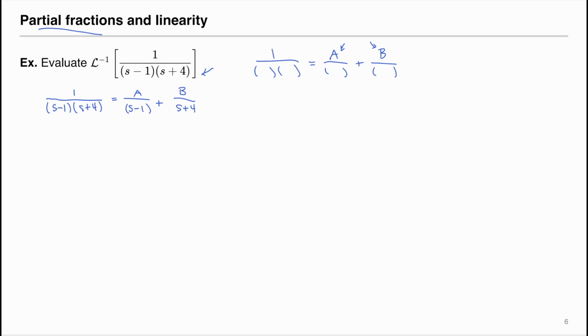Then we want to multiply by 1 for each term. Multiply by 1, I want to let them have the same denominator as before. So in the first term, I multiply by s plus 4 for top and bottom. And for the second term, I want to multiply by s minus 1. Notice I haven't done anything because these are multiplying by 1.